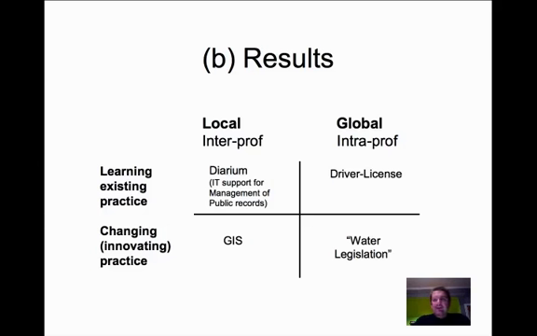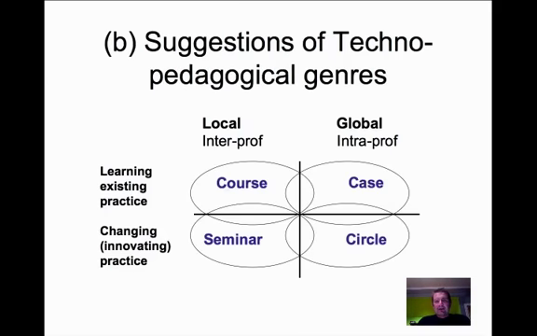And these four cells in the 2x2 matrix then inspired us to create a series of design concepts or technopedagogical learning models that could be mapped and oriented into this design framework. The most stereotypical ones we chose to call course, case, seminar, and circle.